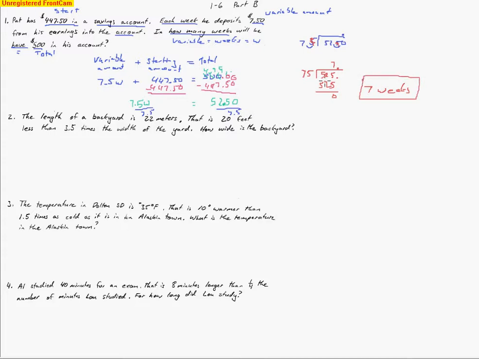Well, taking a look at the next one, it says the length of a backyard is 22 meters. So let's go ahead and just draw the backyard here. And we'll say this L is the length equals 22 meters.